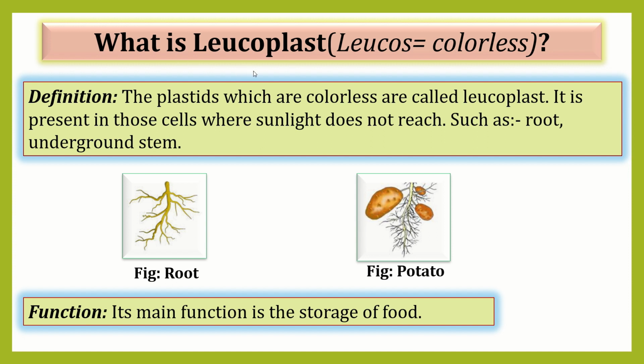So now, what is leucoplast? Here, leukos means colorless. So, the plastids which are colorless are called leucoplast. It is present in those cells where sunlight does not reach, such as root and underground stem. Here, potato is an underground modified stem, and in potato, leucoplast is present. Now the function. Its main function is the storage of food.